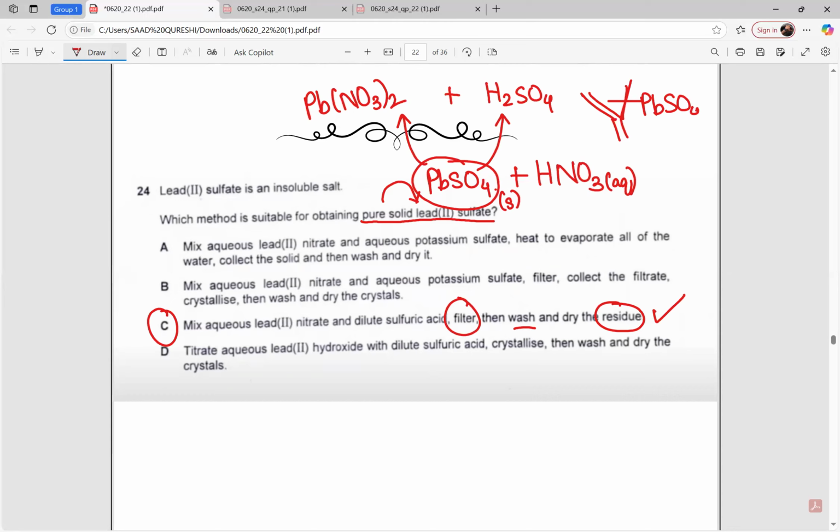A also seems correct, A or D, because here we are using two soluble salts to prepare an insoluble salt. But in B, they are saying collect the filtrate, which is wrong. And in A, they are saying that we will heat to evaporate all the water, then collect the solid. So this is wrong. We'll not heat it. We'll simply filter. We'll get the insoluble salt on the filter paper. We'll wash and dry. Simple. The answer is C.